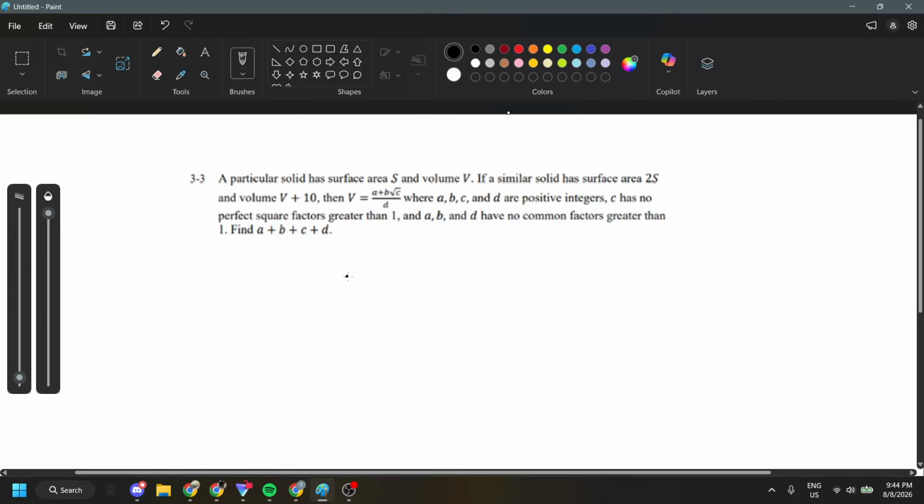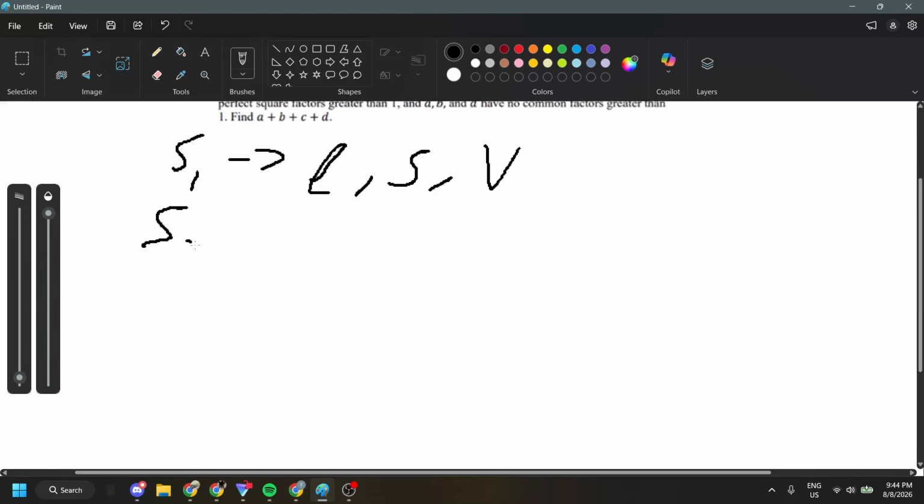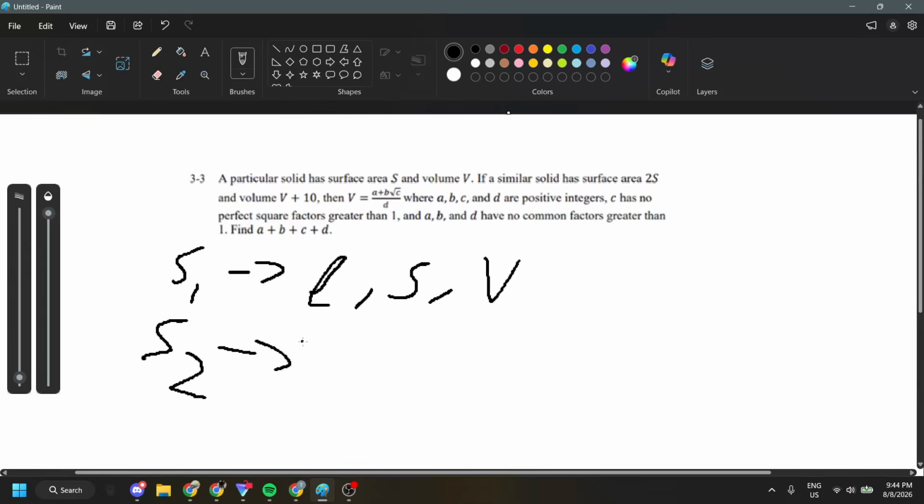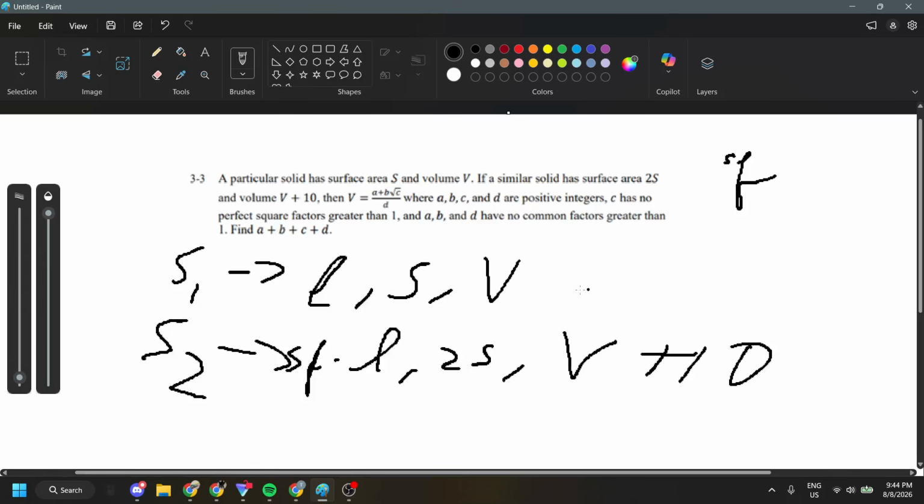Given the solid, we know solid 1 has, let's say, length L, surface area S, and volume V. Solid 2 has, let's call the scaling factor k, times L, S, 2S, and V plus 10. And we're trying to find V. So, is there any way that we can get from length to surface area?